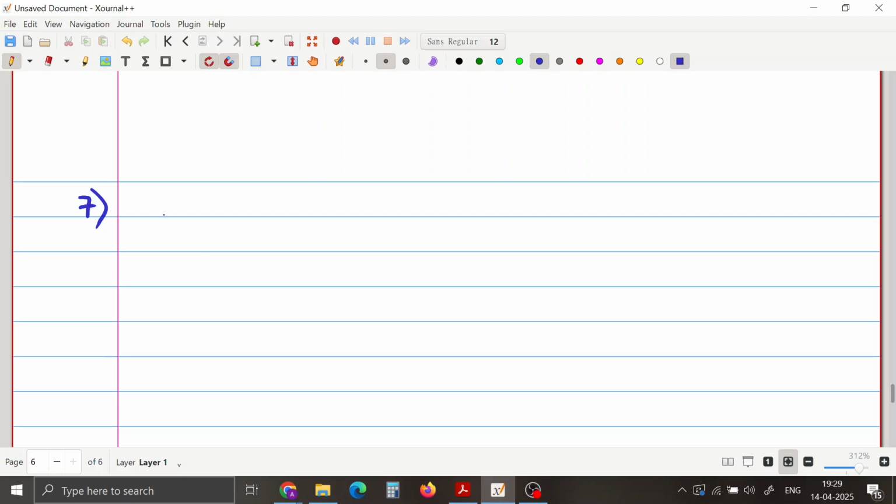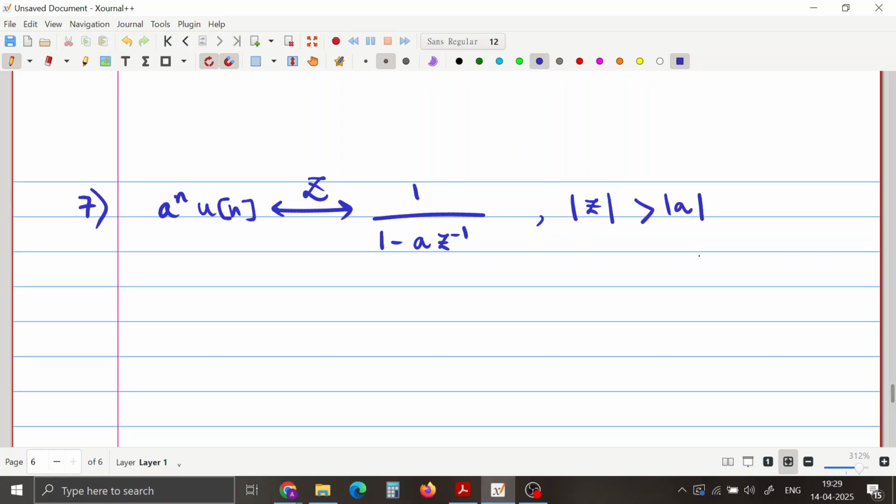So our known result is that a to the power n into u of n has a z transform given by 1 divided by 1 minus a into z inverse, with the ROC given by mod z greater than mod a.